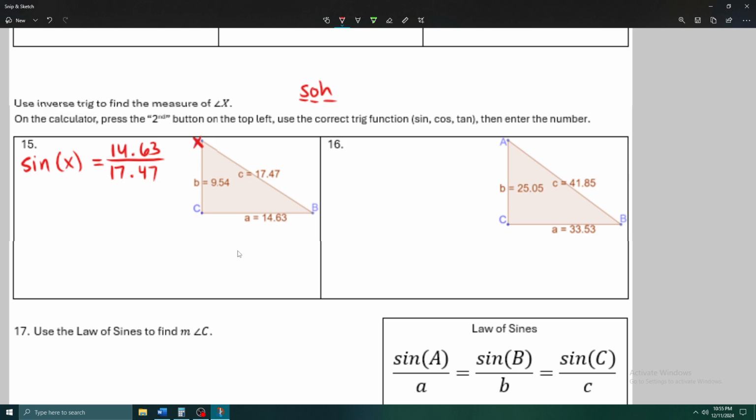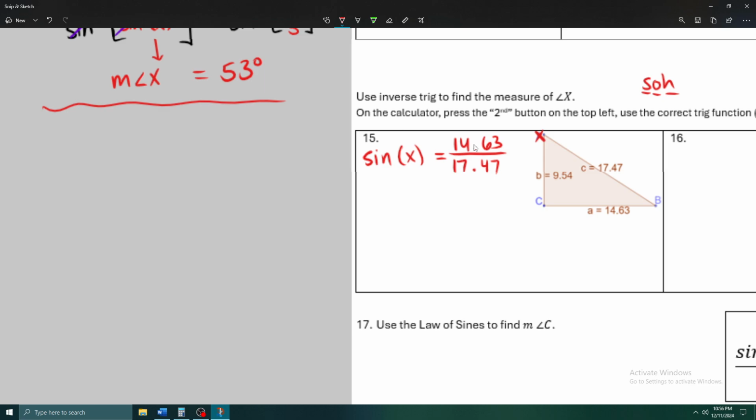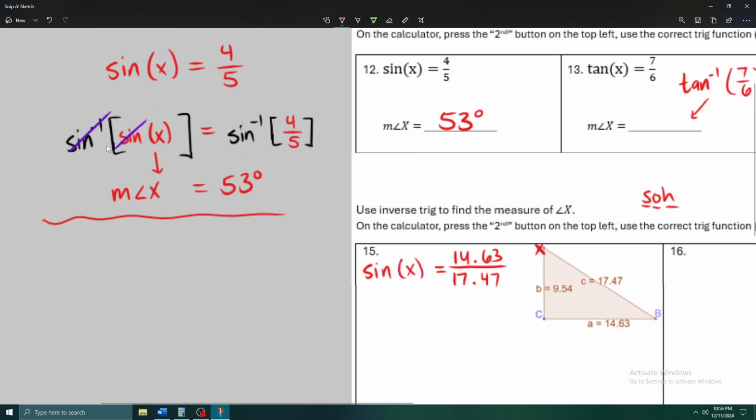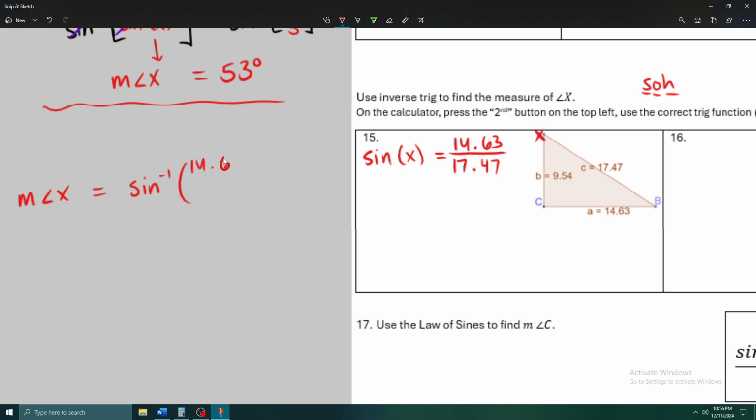Now, I don't want you guys freaking out because this looks a lot harder than it is. Let me go over to the left a little bit and give you a little bit of context for what we're doing. We're almost exactly where we were right here, where we started. So if the problem above was really easy, then this is also super easy. I can find the measure of angle X by simply using the inverse sine of 14.63 over 17.47.